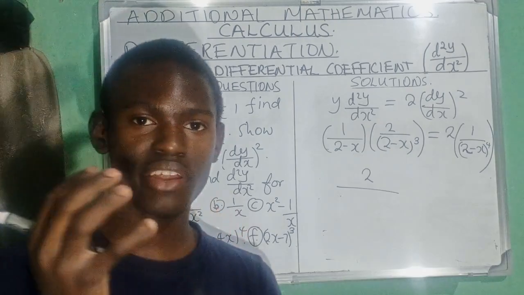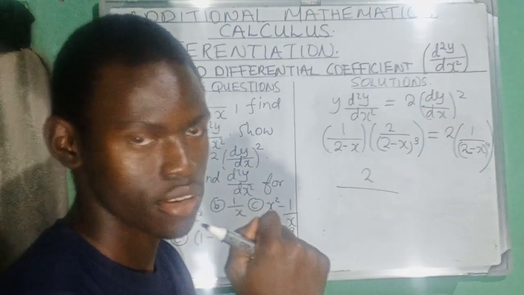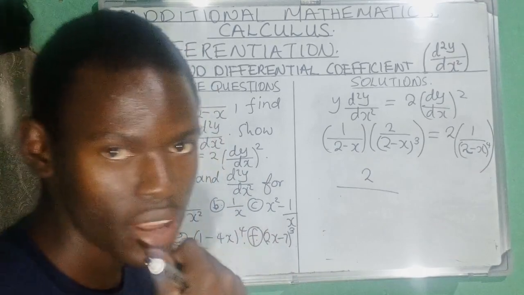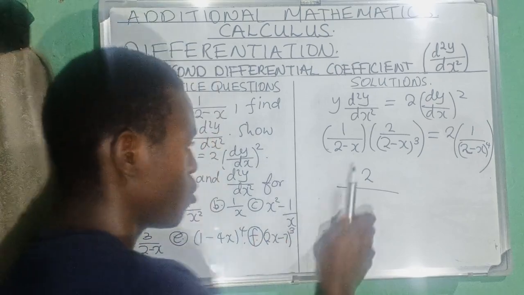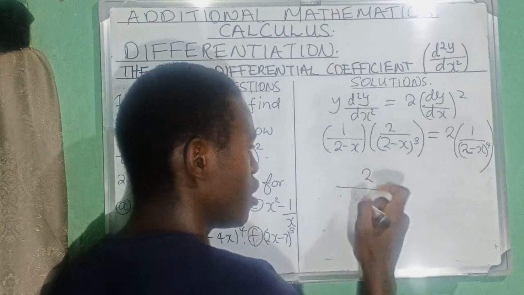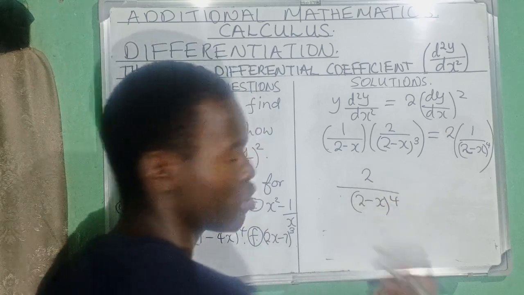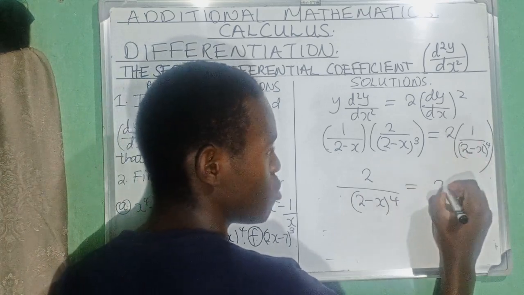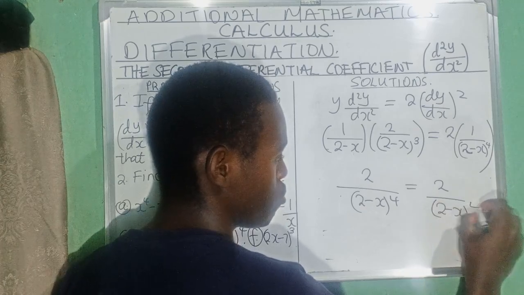So sometimes you can even have an expression. 2 minus x is an expression, and then it is being raised to the power 1. You can't see that 1, that's why we don't even write it, because it's an invisible 1. So 2 minus x to the power 1 times 2 minus x to the power 3, you're going to get 2 minus x raised to the power 4. And you add the indices, which is equal to 2 multiplied by the numerator will be 2, you divide by 2 minus x raised to the power 4.